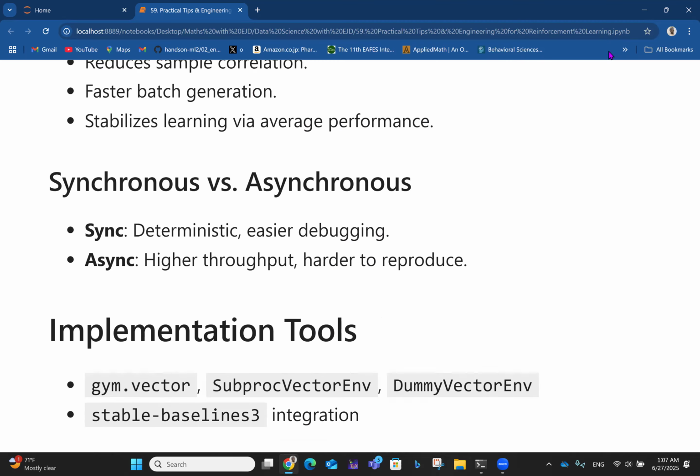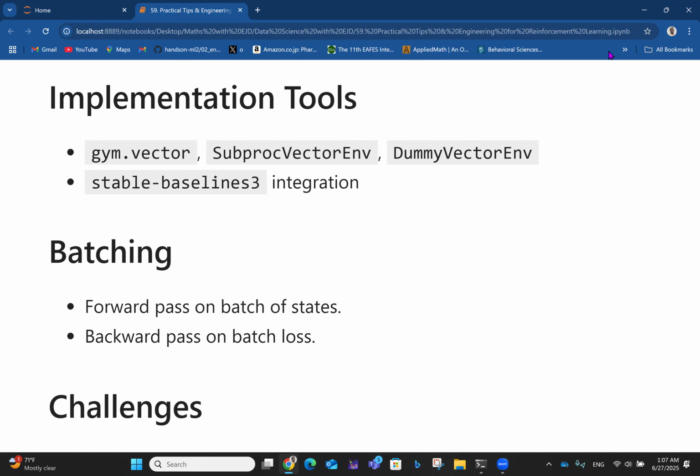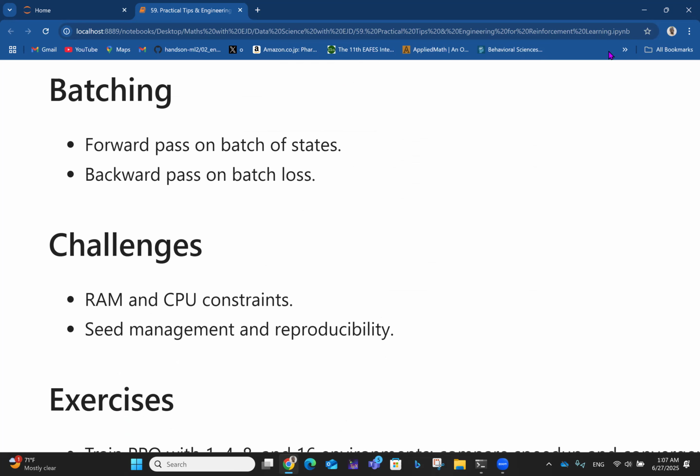Then we can have synchronous and asynchronous. For synchronous, it is deterministic and easier, with easier debugging, that is. Then for asynchronous, it has higher throughput and is harder to reproduce. Then implementation tools include things like gym.vector, SubprocVectorEnv, DummyVectorEnv. Then you have Stable-Baselines3 integration. Then for batching now, you have a forward pass on a batch of states and a backward pass on the batch loss.